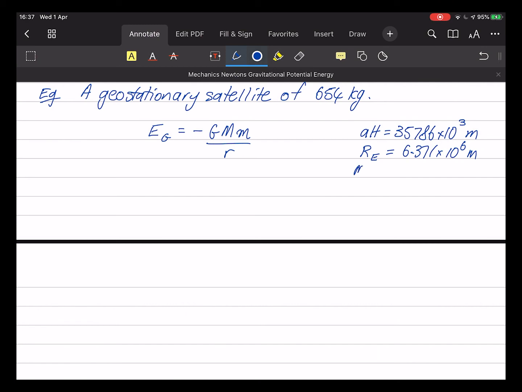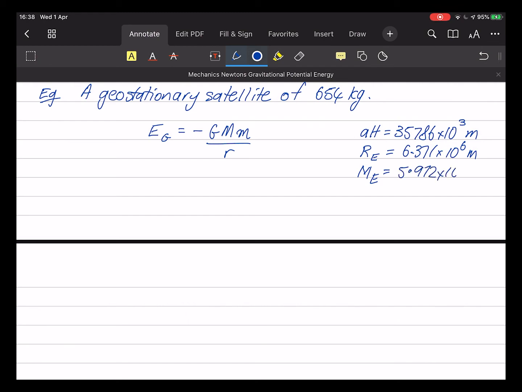We're going to need the mass. It's terrible. How do I draw M's? I don't know. I've lost the ability to write. It's late in the day.